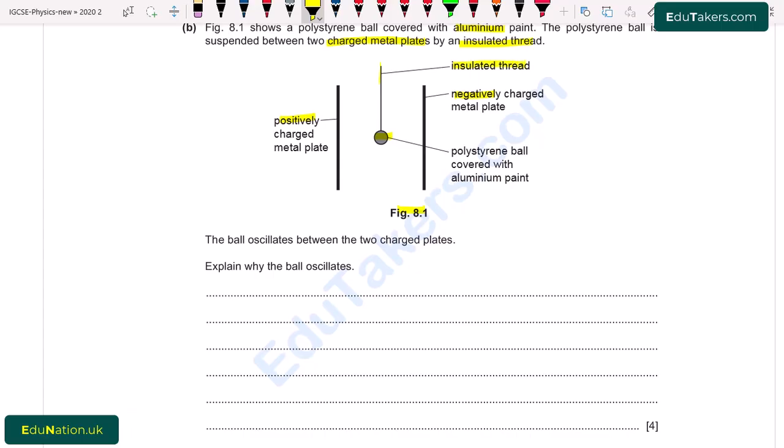The ball oscillates between the two charged plates. Explain why the ball oscillates. So first I consider that this is a ball and there is the paint of aluminium. We know that aluminium is a conducting material. So it is positively charged.